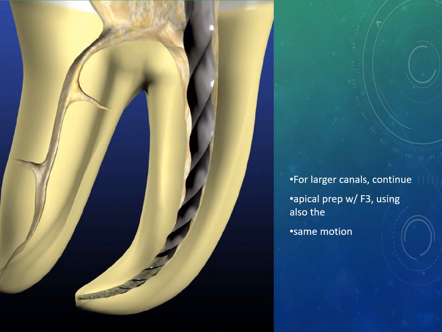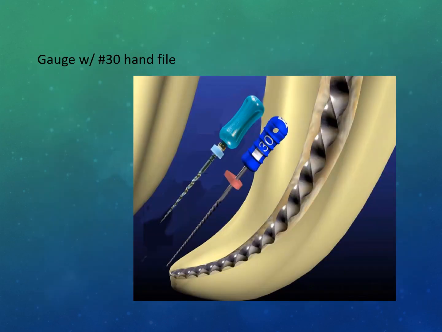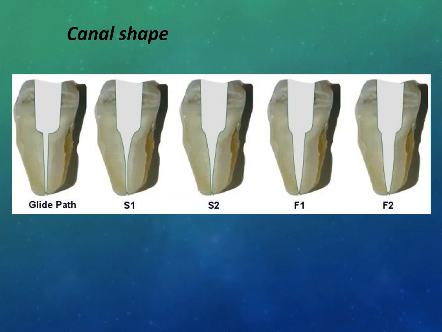For larger canals, as I mentioned earlier, continue your apical preparation with F3, F4 and F5 till your working length. If you want to stop at blue color, that is your F3, again gauge it with a size 30 corresponding K file. If you want to stop with F4, gauge it with a 40 K file. If you're going to stop with F5, gauge it with a 50 K file. All right, this is the glide path.